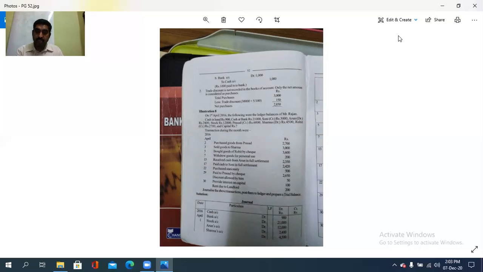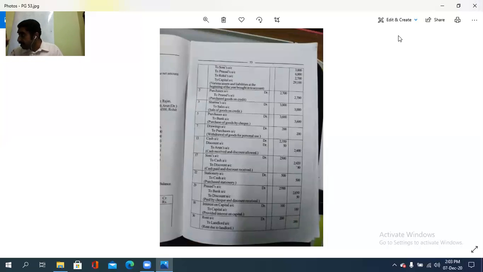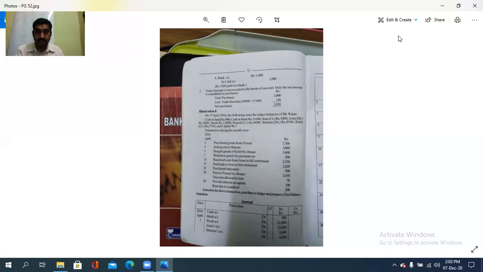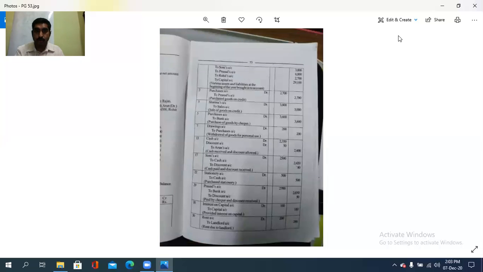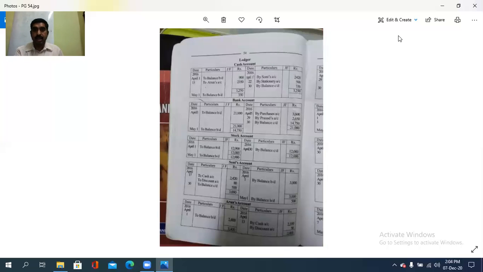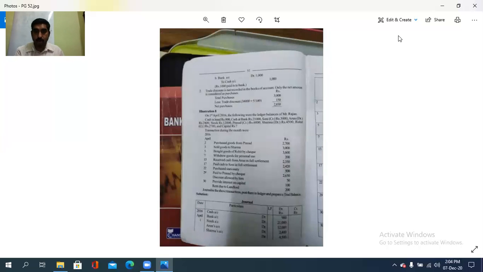And after that, we need to prepare different accounts, like cash, bank, stock, Arun, Sharma, Sony, Prasad, Rohit, capital, purchases, sales, bank already there, purchase there, the drawings, cash we already took, discount allowed, discount received, stationery, interest on capital, rent, landlord. So after passing these entries, we must prepare the accounts. That is next. So the ledger account, cash account. In the cash account, the opening balance is 900. So to balance brought down 900.